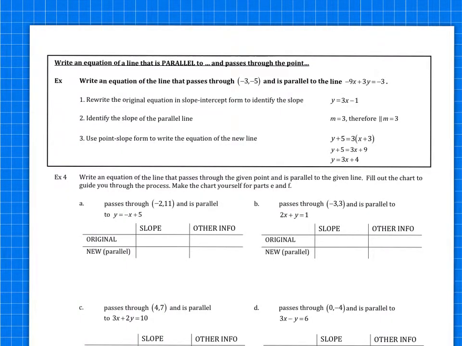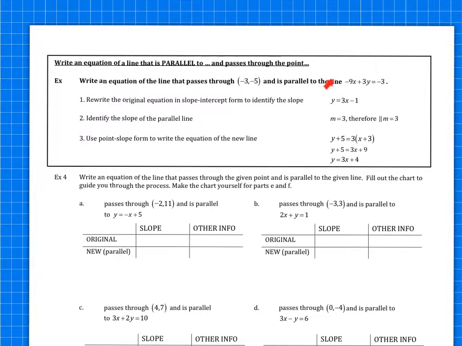Alright, and on the back, at the top here in the box, it explains the process that we're going to go through for writing an equation of a line that is parallel to a certain line and passes through a point. Okay, so an example here: if I asked you to write an equation of a line that passes through this point here, (-3, -5), and is parallel to the line -9x + 3y = -3.